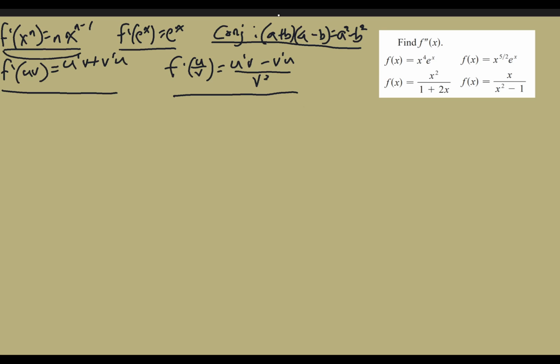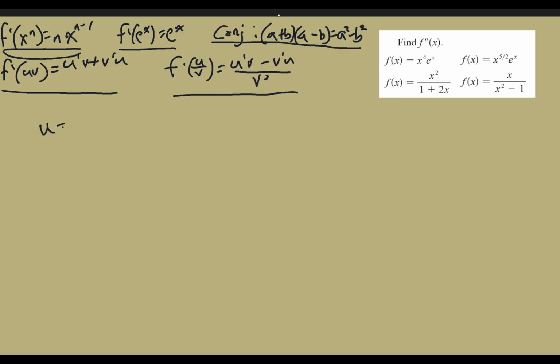The last video had some great examples for the product rule, but we're going to try doing the quotient rule for these last two here. And remember, we're trying to find the double derivative, find f double prime of x. So let's do the first one here in the corner, x squared over 1 plus 2x.